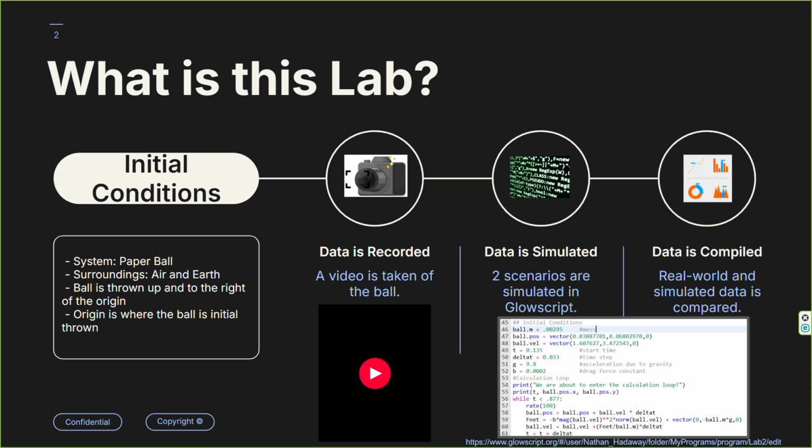In this data, as you can see, B is the drag force constant. So here B is 0.0002. So this is the one accounting for drag force. However, we did another simulation where B was equal to 0, and I'll show you the data that we got from both. Finally, what we're going to do is compile the real-world and simulated data and see how they compare and contrast.